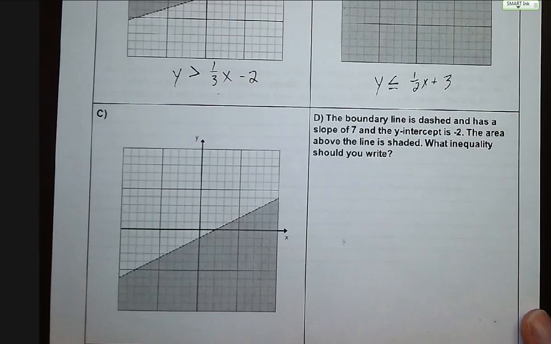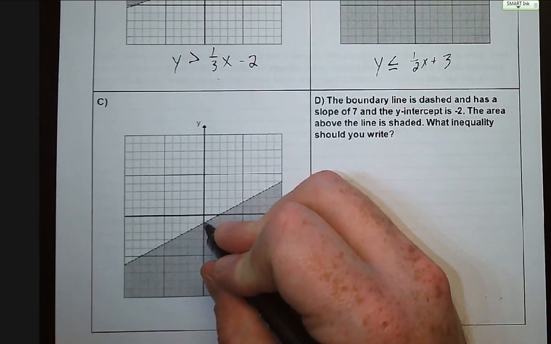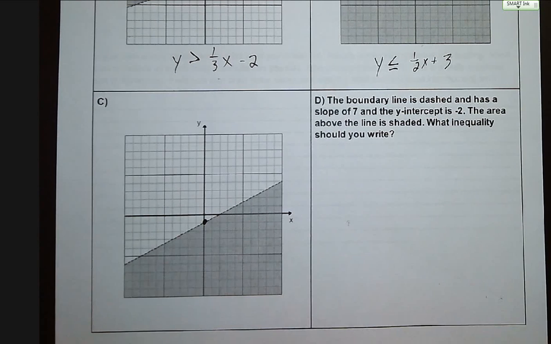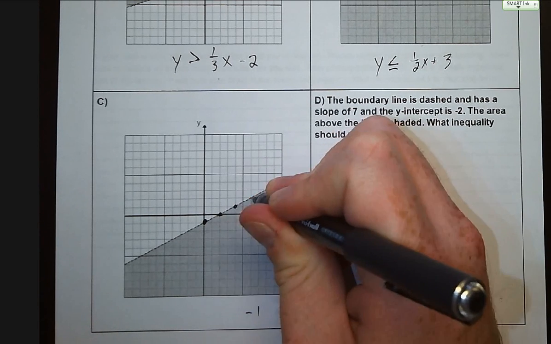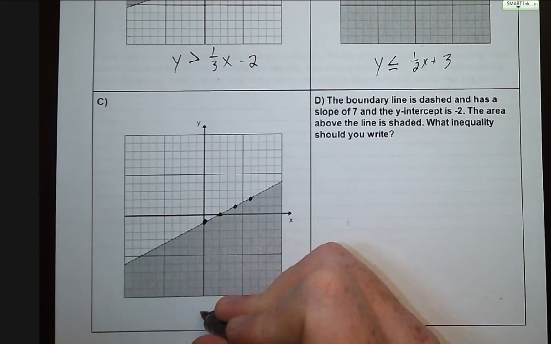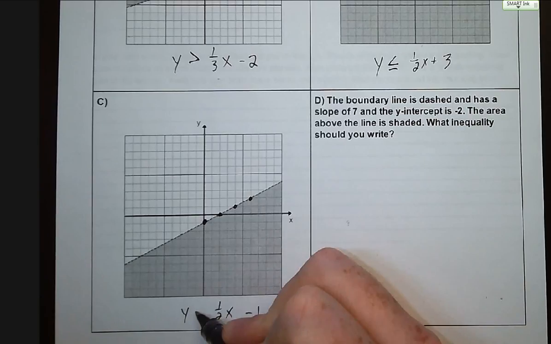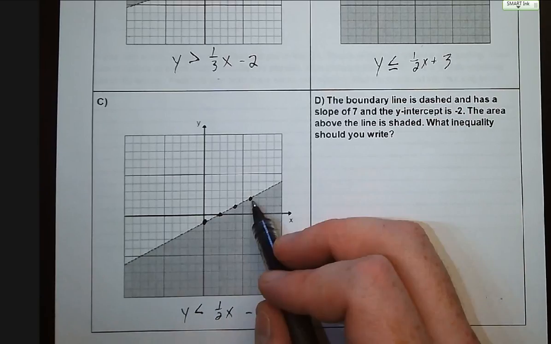Letter C, I want you guys to try C and D on your own. Letter C has a y-intercept of -1 and a slope of 1/2, so it's 1/2 x minus 1. We are shading below it, so it's going to be less than, and it's a dashed line, so it's just going to be less than.